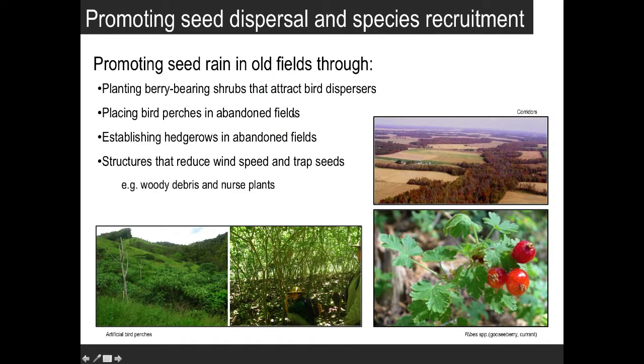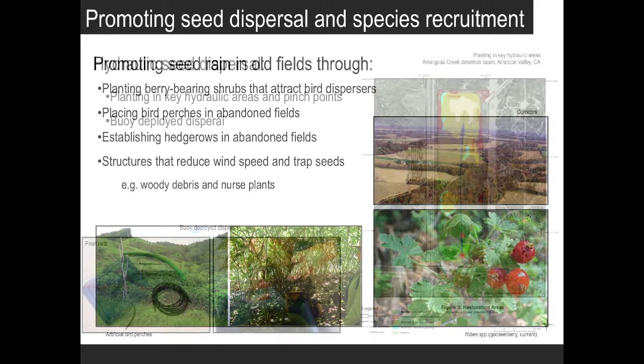Using this principle, we can promote seed rain in old fields through planting berry-bearing shrubs that attract seed dispersers, placing bird perches in abandoned fields, and establishing hedgerows or other types of corridors. And one that's quite interesting and can be used here in California quite a bit: structures that reduce wind speed and trap seeds, so woody debris and nurse plants and this sort of thing.